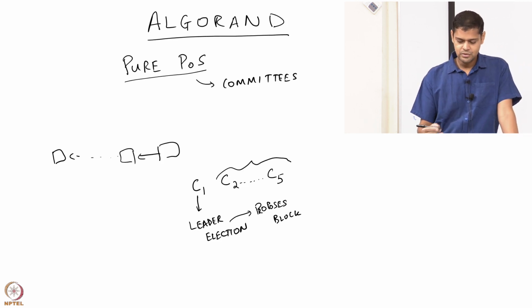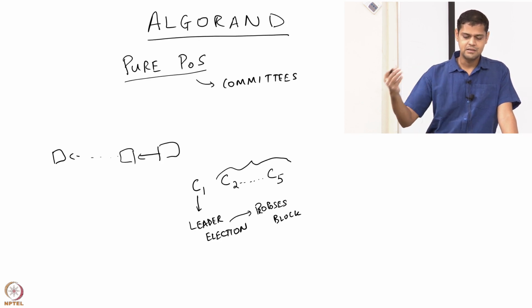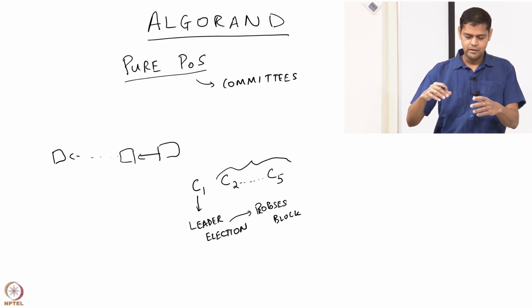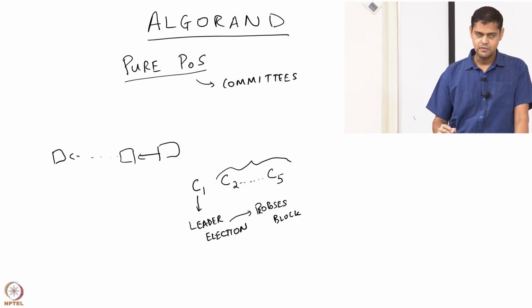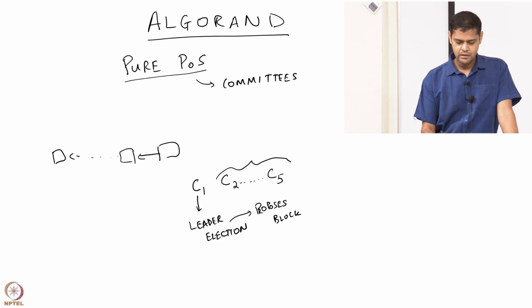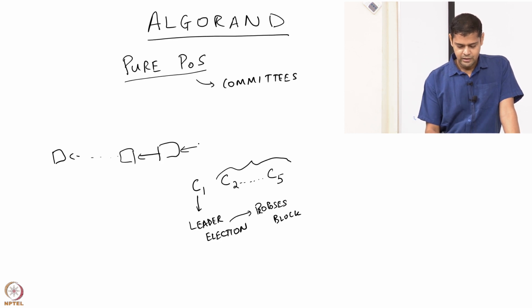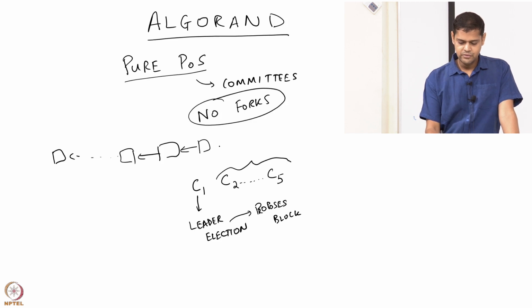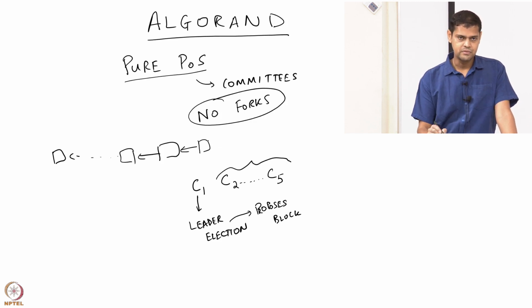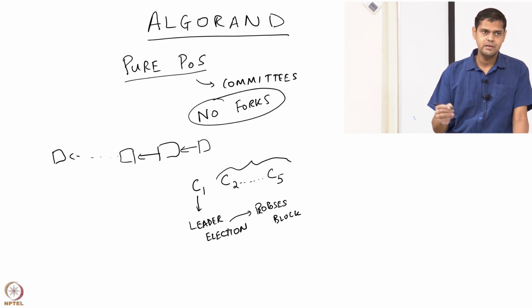But in case you have malicious leaders, you have multiple committees getting elected, and they will choose one of these proposed blocks of the leader, right? So Algorand interestingly claims that there are no forks, under certain conditions, because these committees ensure that only one block is chosen over here, right?